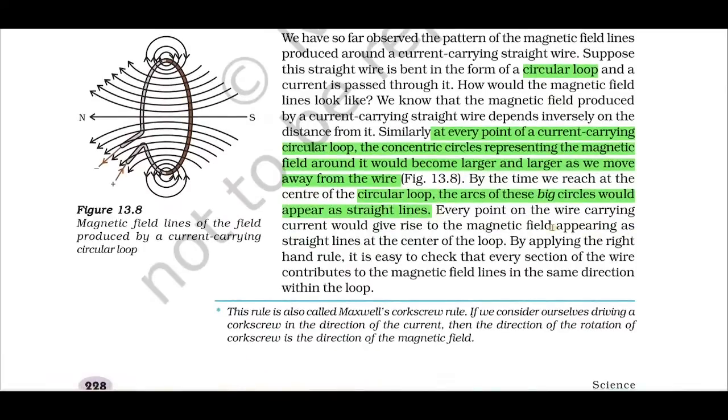So the direction of the magnetic field lines and the current can be found out by using the right hand rule.